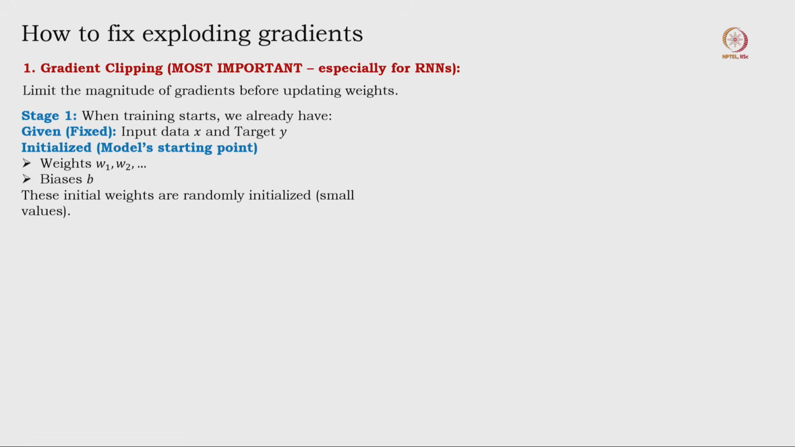First, let us assume you have input data. For that, you will have X and Y, that is the input data, and then the target value Y. Then you are going to build a model. When you are building a model, you will have weights and then the bias. These are the initial weights and they are randomly initialized. Let us assume these are small weights only.